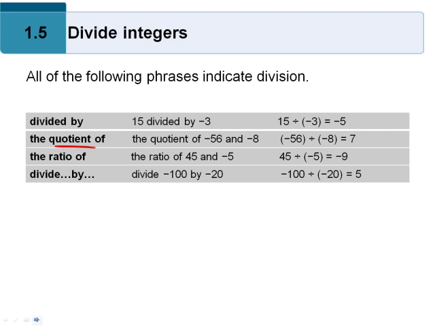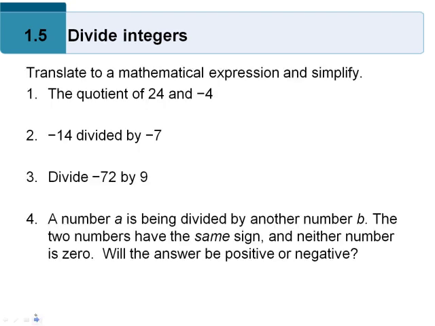So now we're going to look at translating some mathematical expressions and simplifying them. So look at number 1, the quotient of 24 and -4. So quotient means division, so we're going to divide 24 divided by -4. Now, I'm only putting parentheses there to keep that negative sign with the 4. Don't let that bother you. If you don't put them there, it's not wrong. It's fine to do it either way. Now, the signs are different, so the answer is going to be a -6.